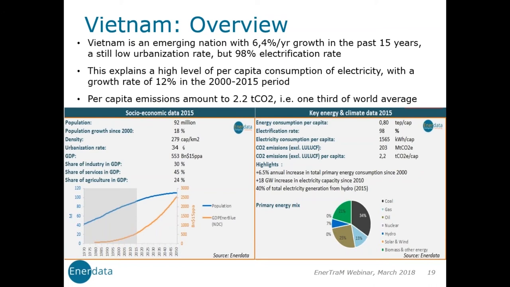Per capita emissions in Vietnam amount to 2.2 tons of CO2. This means it's about one third of the world average, which is about 6 tons of CO2 per capita.